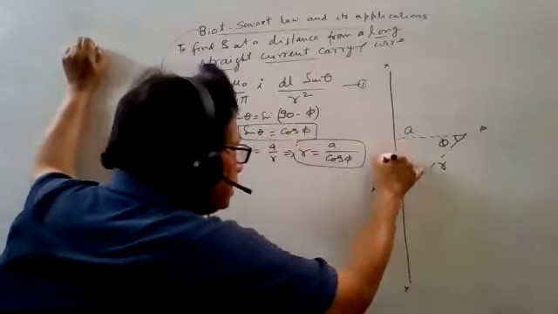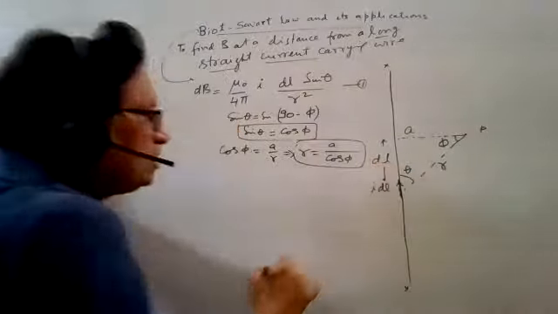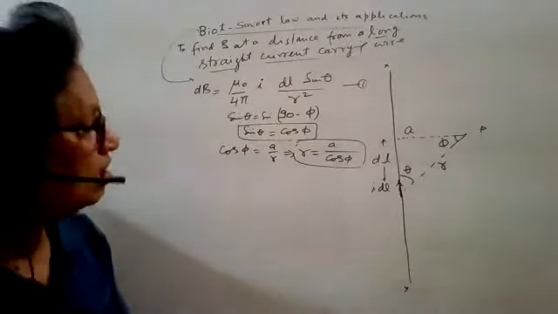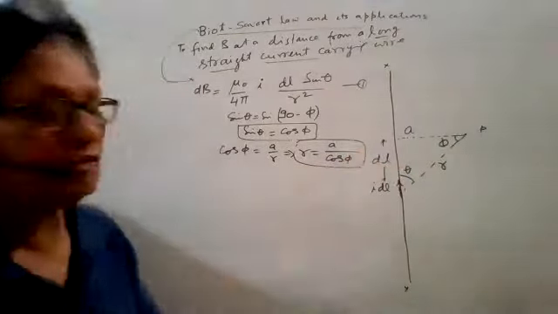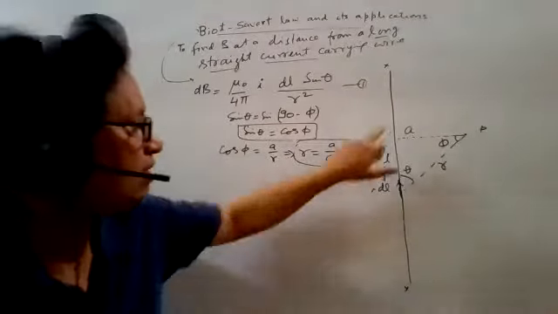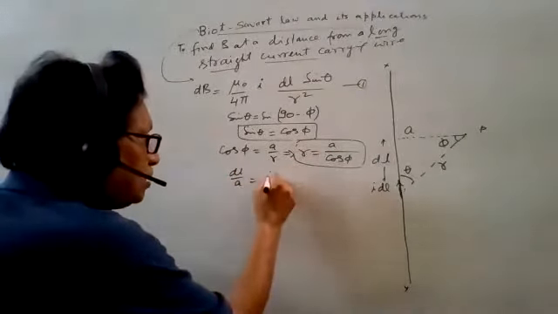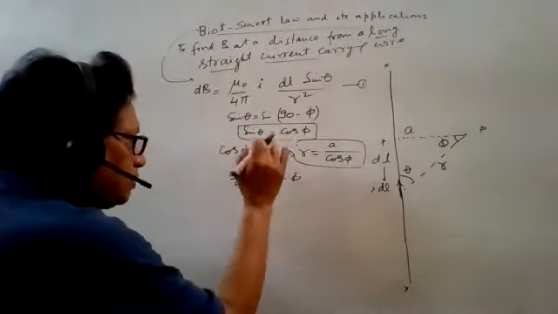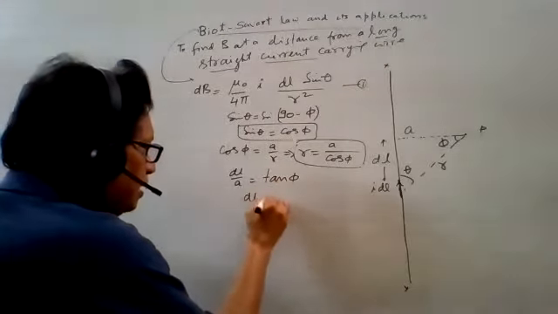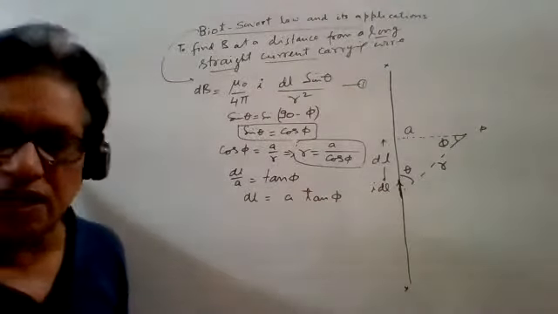Now this is the distance dl. Now dl upon R, or A upon dl, because they are again two variables, so it is better here. dl upon A is what? Tan, perpendicular upon this base. So dl upon A is tan phi. By cross multiplication, you can write here dl will be A tan phi.